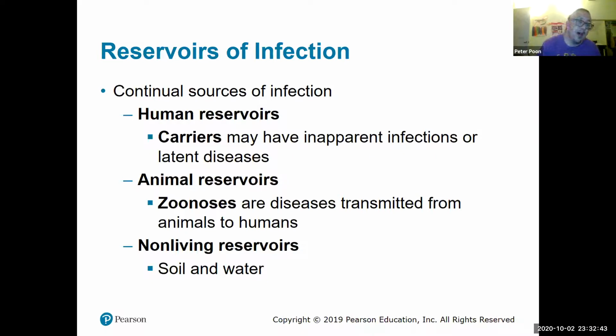Okay. Animal reservoirs: zoonoses are diseases that are spread from animals to humans. I'm sure you guys all know COVID-19 is from rats. Okay. Non-living reservoirs like soil and water, tetanus and botulism, they can live in soil.